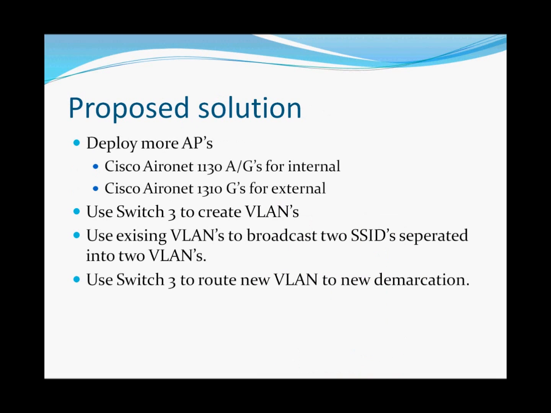My proposed solution consists of deploying more access points. These access points will be Cisco AeroNet 1130 AGs for internal use and Cisco AeroNet 1310 Gs for external use. Switch number 3 will be used to create VLANs to help logically segregate the two networks that are to be broadcasted with separate SSIDs by the access points.